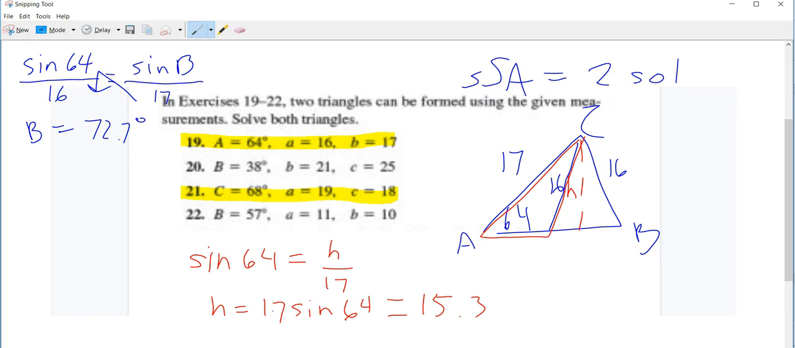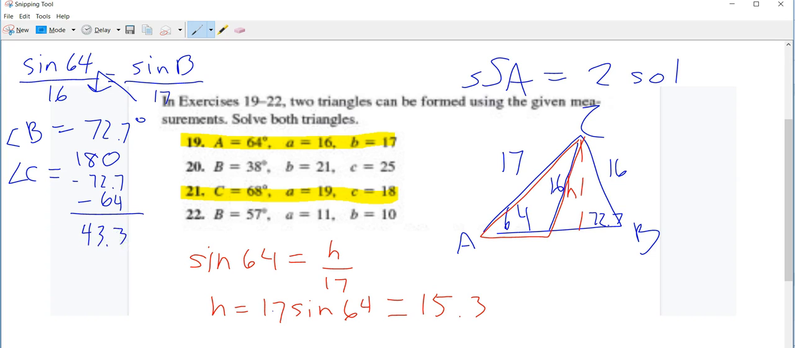Okay. So we could continue going down that path. So in the blue triangle, we'd have a 72.7 down there. And then we could find angle C. Angle C would be what? 180 minus 72.7 minus 64. 43.3, okay.